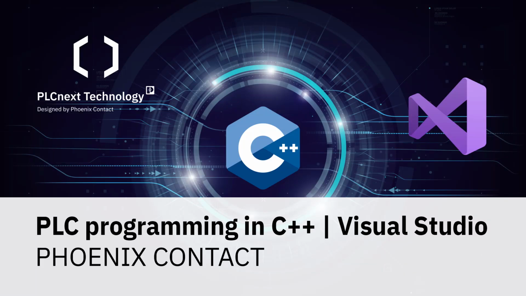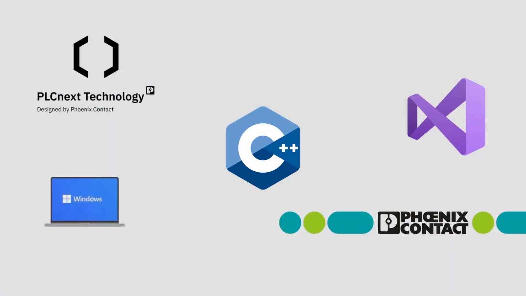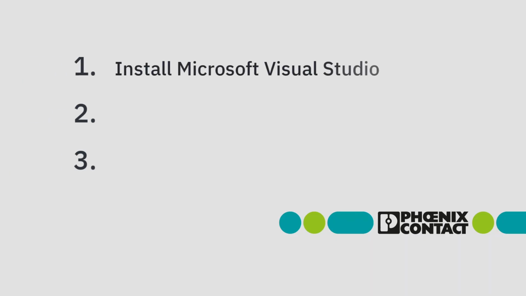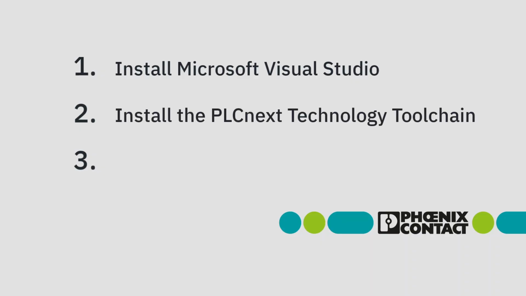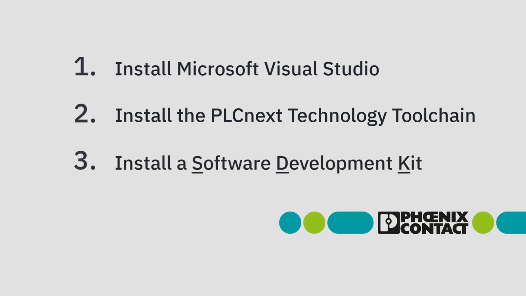This video shows how to prepare a Windows system for real-time C++ program development using Microsoft Visual Studio. There are three main steps required. Install Microsoft Visual Studio, install the PLC Next technology toolchain, and finally install the software development kit for your target PLC Next control hardware.